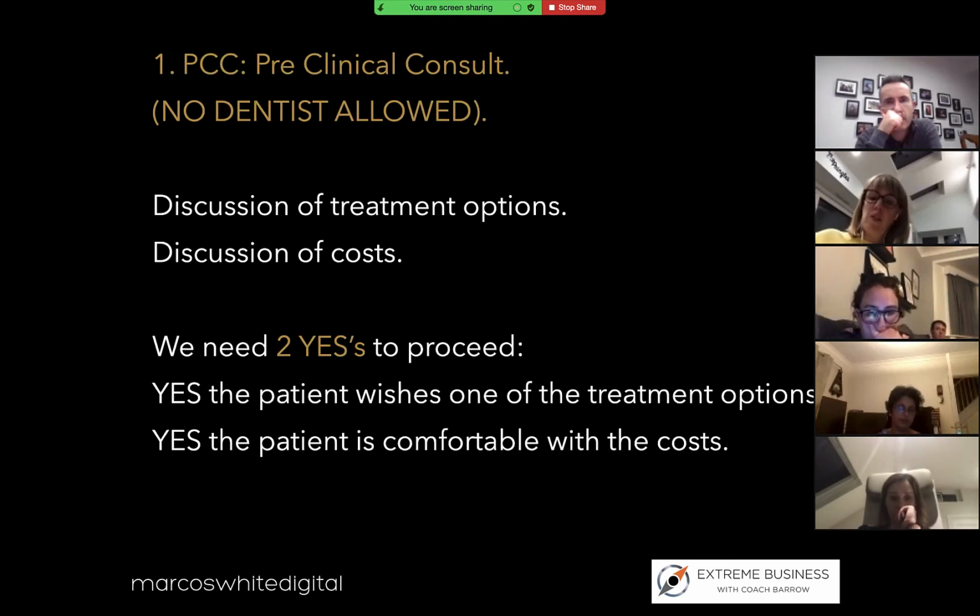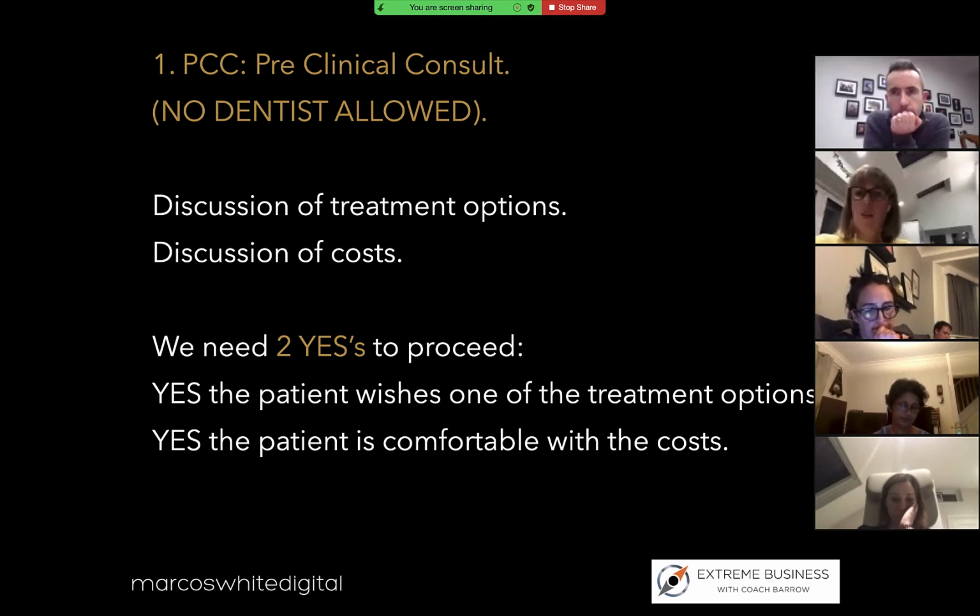So as alluded to, the important thing that happens at the preclinical consult is that no dentist is allowed. Not at all. Not even to say hi, not even for a handshake, because we don't want to blur the lines here, okay? This is preclinical. All that's happening is treatment options, not treatment planning, and the patient learns about different treatments while looking at their scans and can ask questions, okay? And at that appointment, what typically happens is the patient will settle on one of those treatment options and wants to know some costs for that. And they're then given some of those costs, and therefore we get 2 yeses, which are yes, the patient wishes one of the treatment options, and yes, the patient is comfortable with the cost. And if that happens, then they're booked with me for the next appointment.